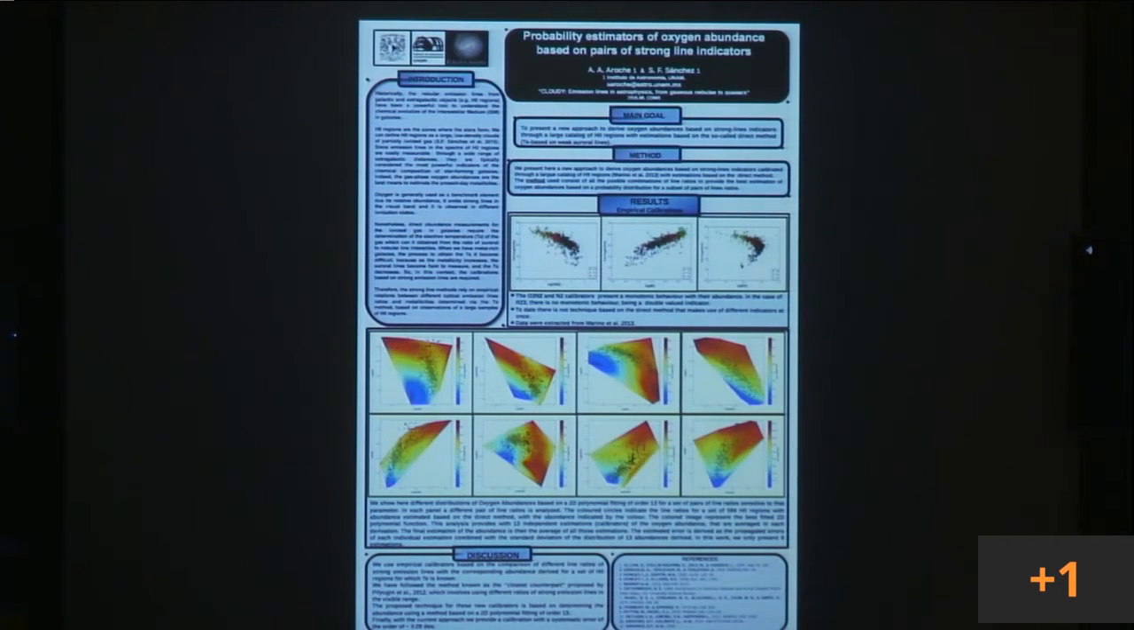Our method uses all the possible line ratios and provides the best estimations of the oxygen abundance based on a probability distribution for a subset of pairs of line ratios. With the current approach, we provide a calibration with an error of the order of 0.09 dex. So feel free to ask me any questions. We have poster number 1. Thank you.